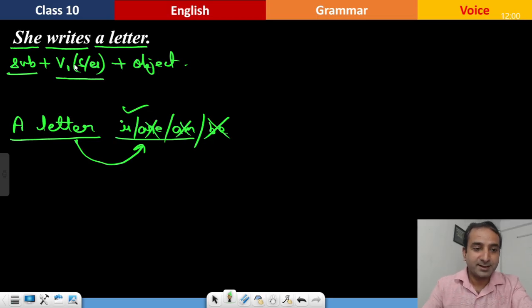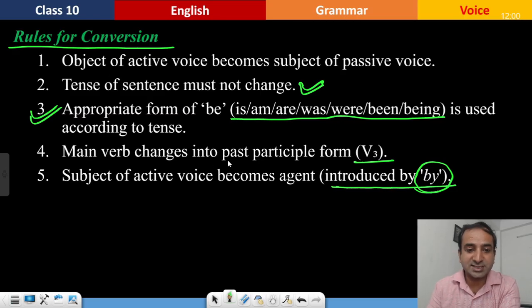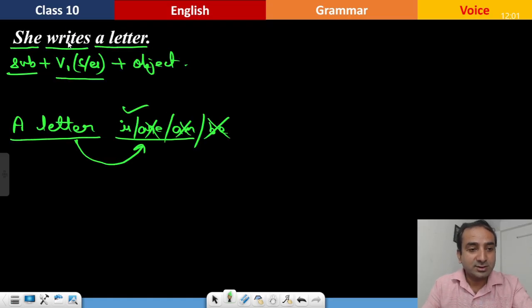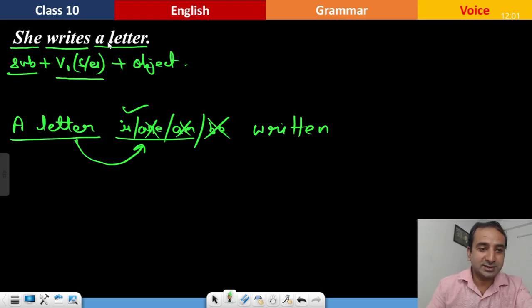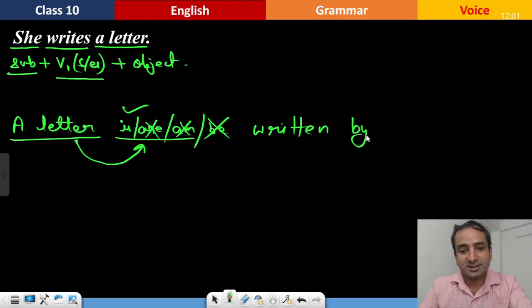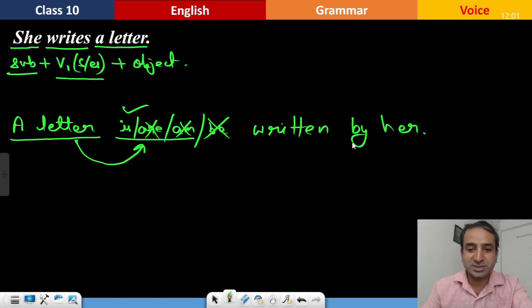So, a letter is. Now what happens with the main verb? See, previously the main verb was write, and I told you what we will do with the main verb. The main verb changes into past participle form, and we put it just after using be. So the third form of write is written, and written will be put after be. So here, a letter is written. So what's left? She, we can say by. We will introduce she using by before that word. Okay, clear? So this is the basic rule of how we can transform from active to passive.